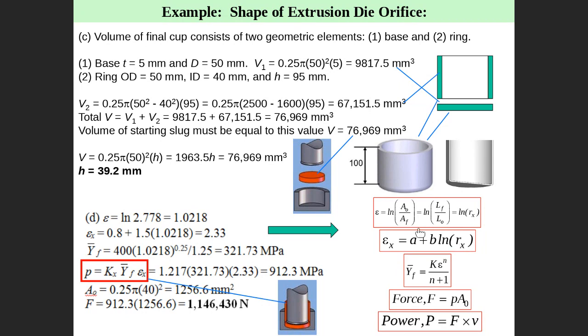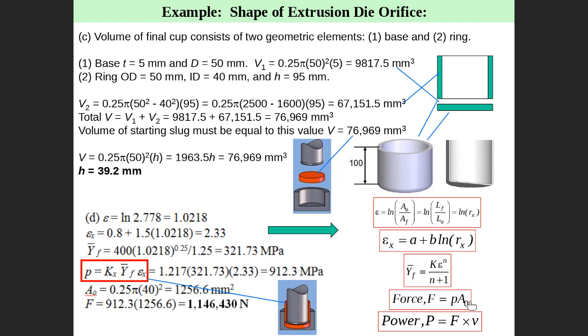In the last slide, epsilon equals ln Rx. Rx is the first one, which is question number A. Then epsilon here is ln Rx. Epsilon X equals a plus b ln Rx. Epsilon X is obtained. Y bar flow equals K epsilon^n divided by n plus 1. K and n are given, and epsilon is already obtained. Then you can obtain Y bar flow. Pressure equals Kx Y bar flow epsilon X. Then you get the pressure. We need to obtain the force.